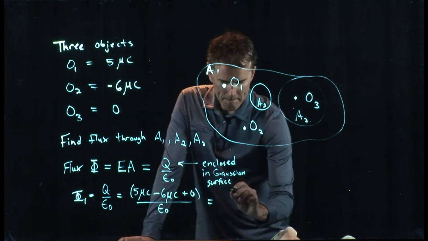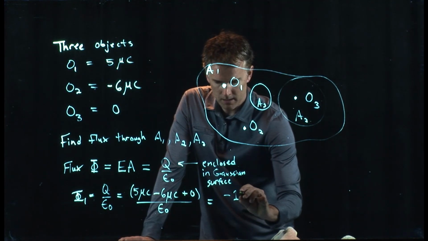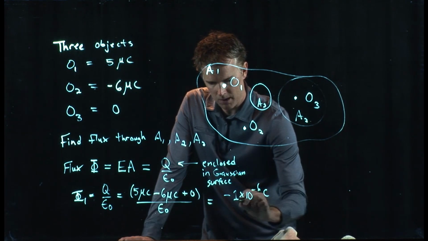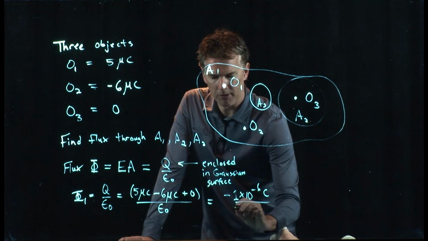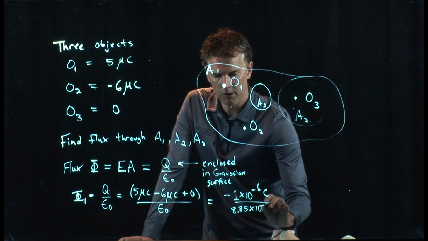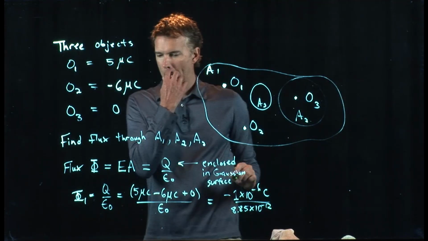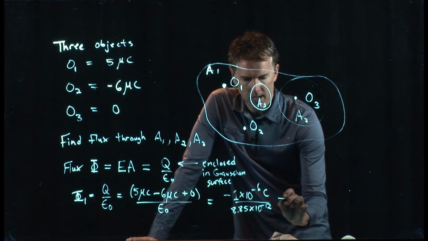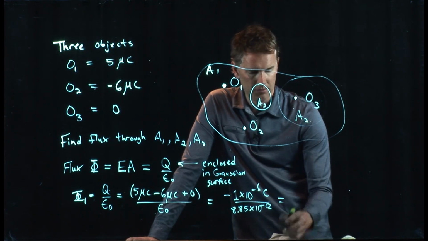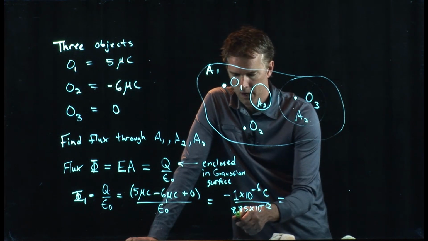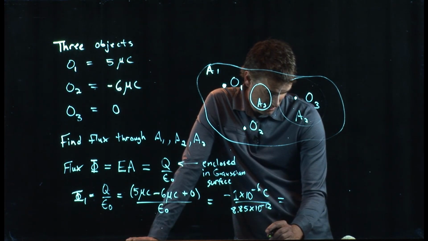And so you get minus 1 microcoulomb, which is times 10 to the minus 6 coulombs, divided by epsilon naught, which we said was 8.85 times 10 to the minus 12. And you can put on the units there if you want. And so what do we get? I don't know, somebody run that in your calculator and tell me what you get. It's about 1 over 9, a little bit more.